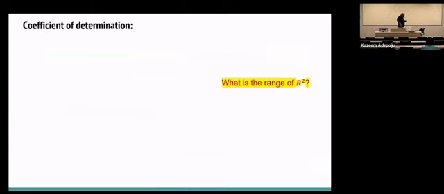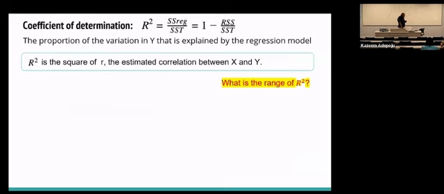Now, we want to go into coefficient of determination. Do you know the meaning of coefficient of determination?